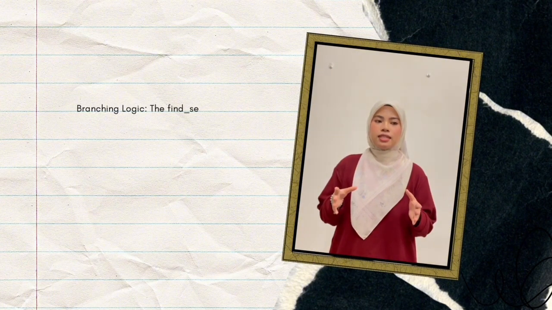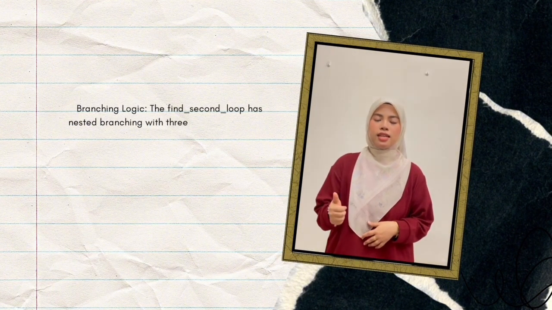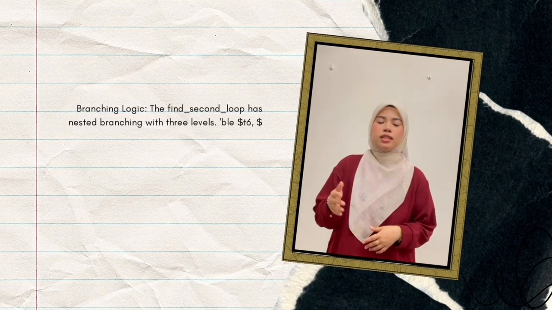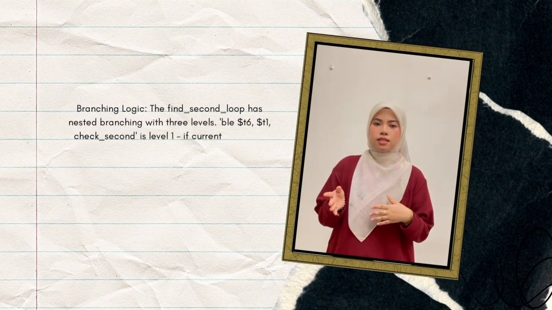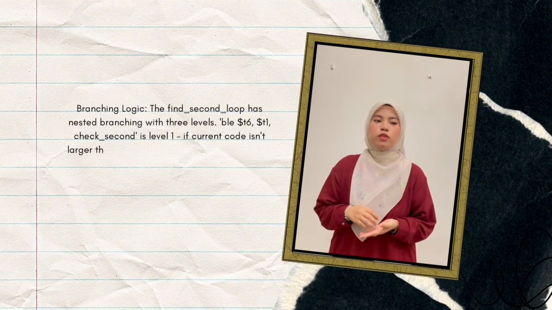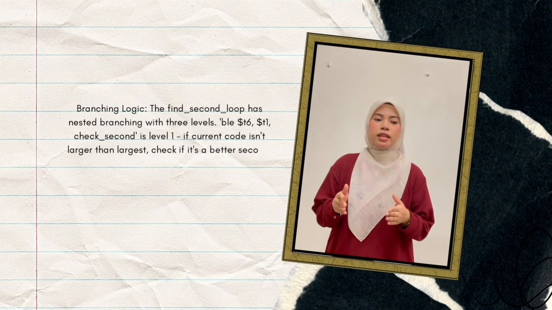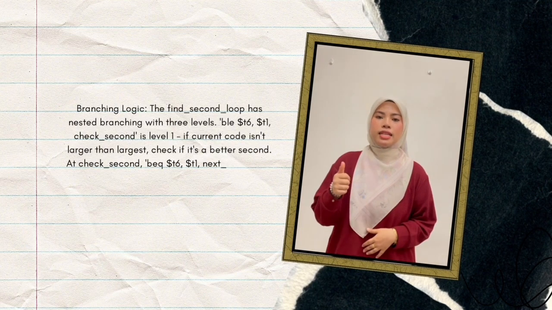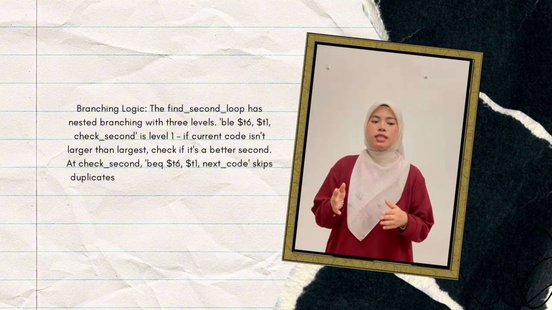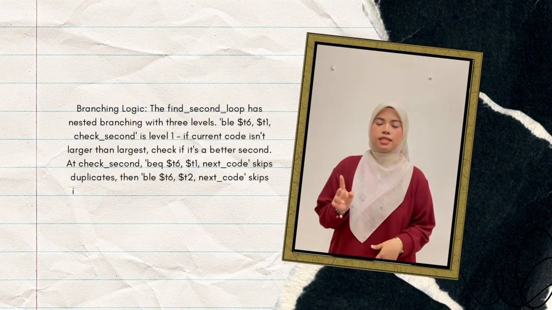Branching logic. This process uses nested branching inside the loop. First, BLE T6, T1, check_second checks whether the current code is larger than the largest. If not, we move to check_second, where BEQ T6, T1, next_code skips duplicate values. BLE T6, T2, next_code skips values that are too small to be the second largest.